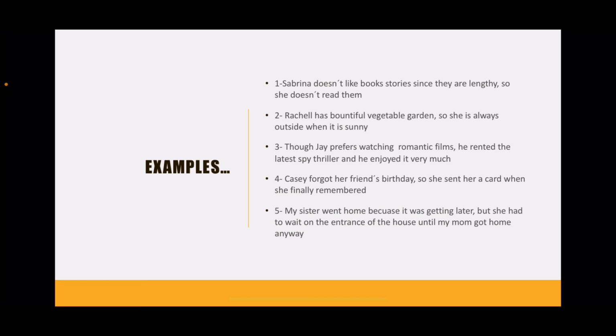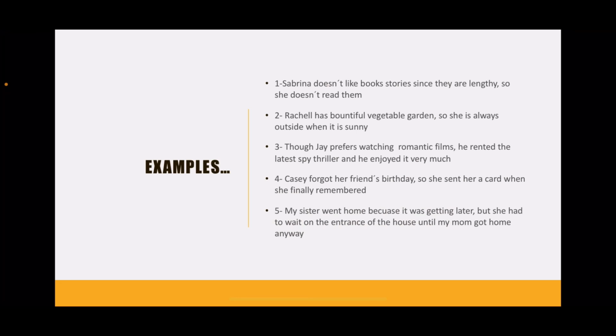I think you may already understand the idea of this. In the second example, the first one we have is the independent clause: Rachel has a bountiful vegetable garden, so she's always outside. That's the second independent clause, which is related to the first one, right? Outside, when it's sunny. We're using when as a subordinating conjunction. And the third example: though Jay prefers watching romantic films, he rented the latest spy thriller and he enjoyed it very much.